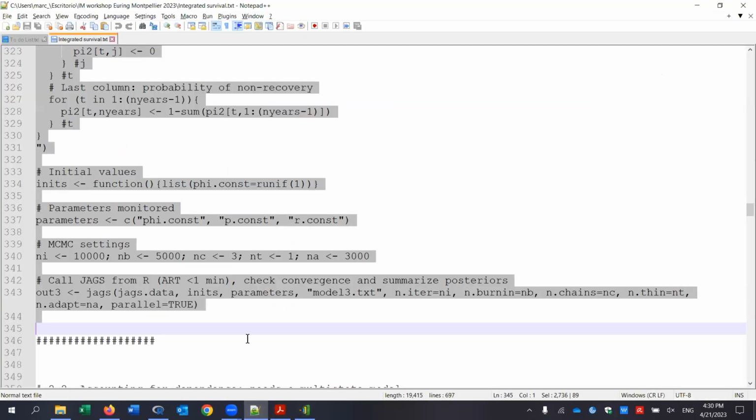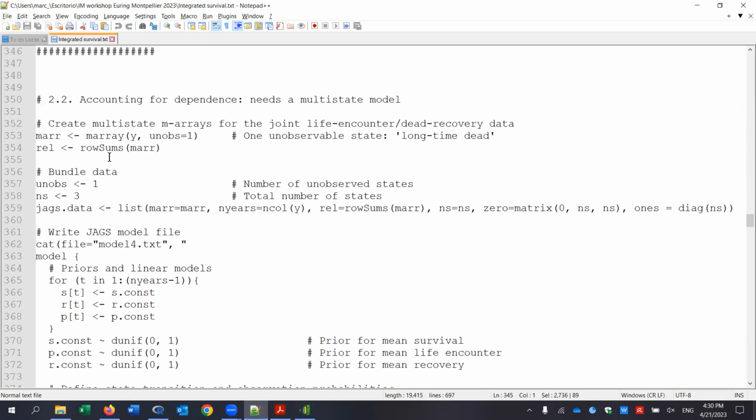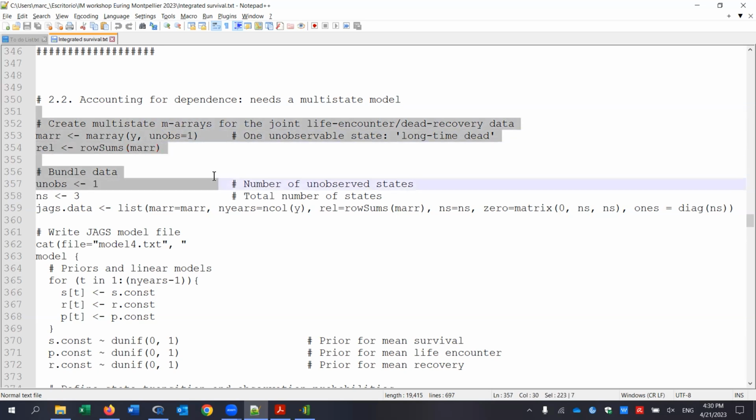Good. Now let's look into the code. First, we have to construct the M-array from our original multi-state capture-recapture data set, which, remember, includes the 1s and the 2s. Since we have one unobservable state, state 3, the long-time dead state, which is never in our data set at the beginning, we have to tell the function that there is an additional unobserved state. So with this argument, we can tell the M-array function that it shall take one unobserved state. So we will do that.